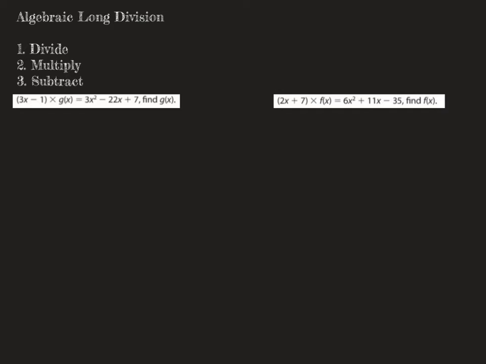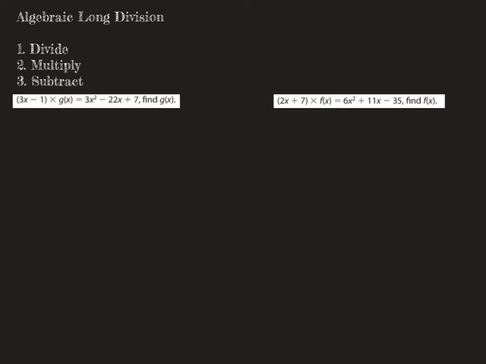Okay, so first thing is we're told here that 3x minus 1 is to be multiplied by g of x, and that's going to give us a quadratic here. It's important that we understand what that means. That means that 3x minus 1 divides into this, and they're asking us to find the other factor. So just think about it logically.